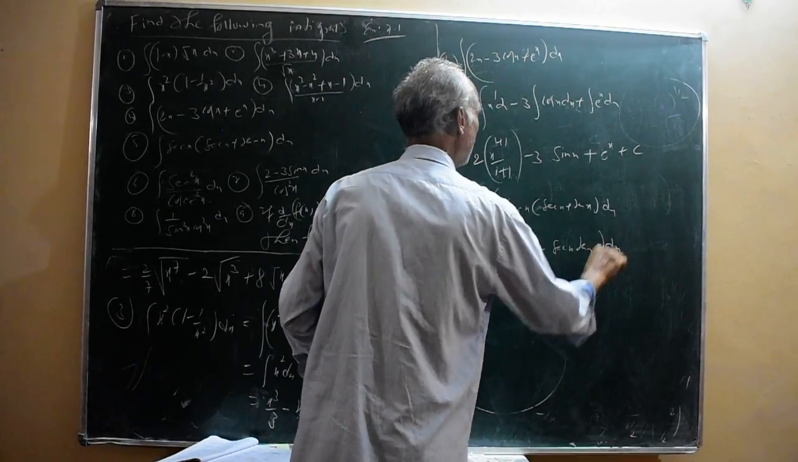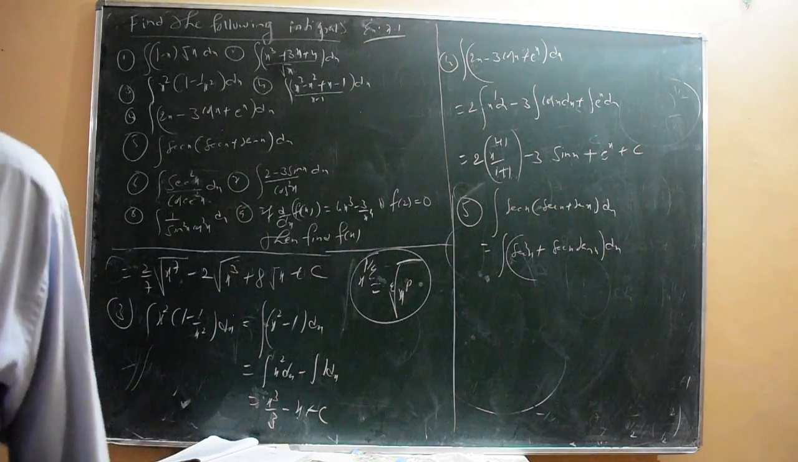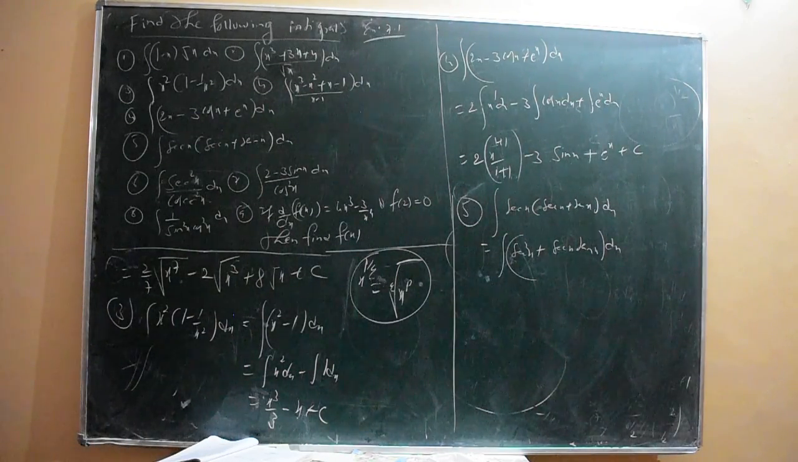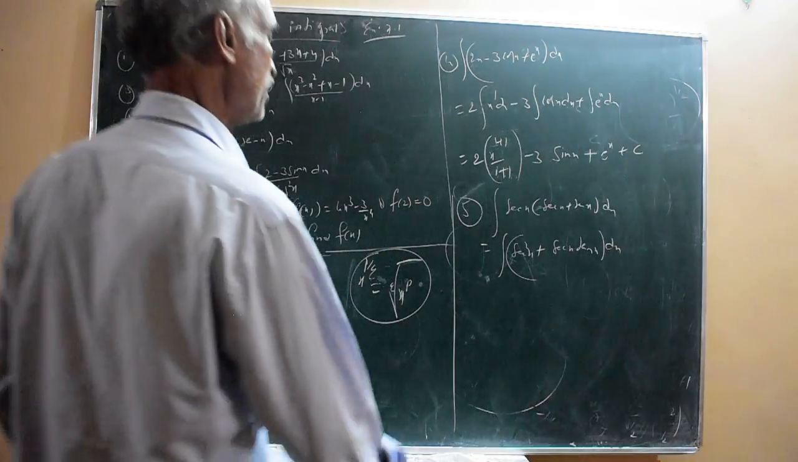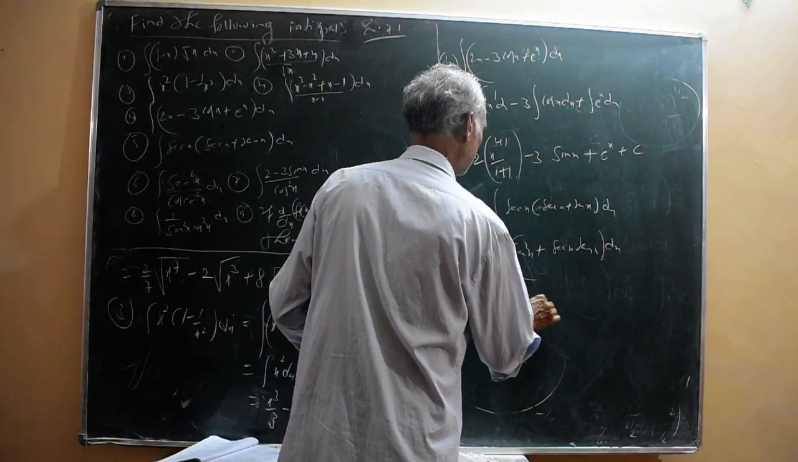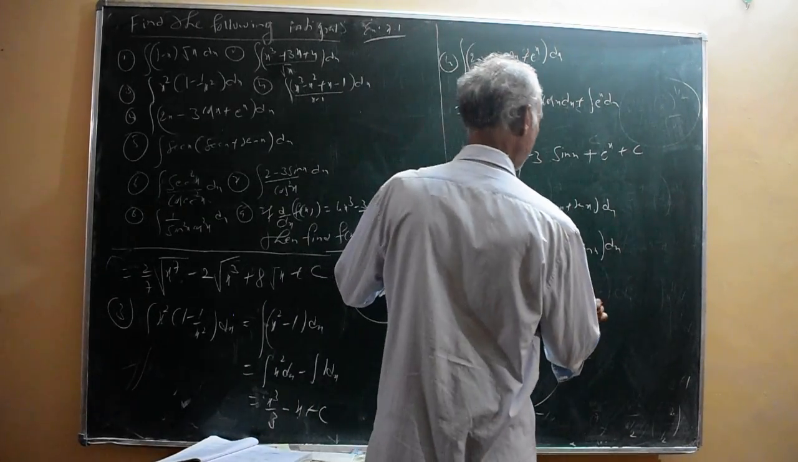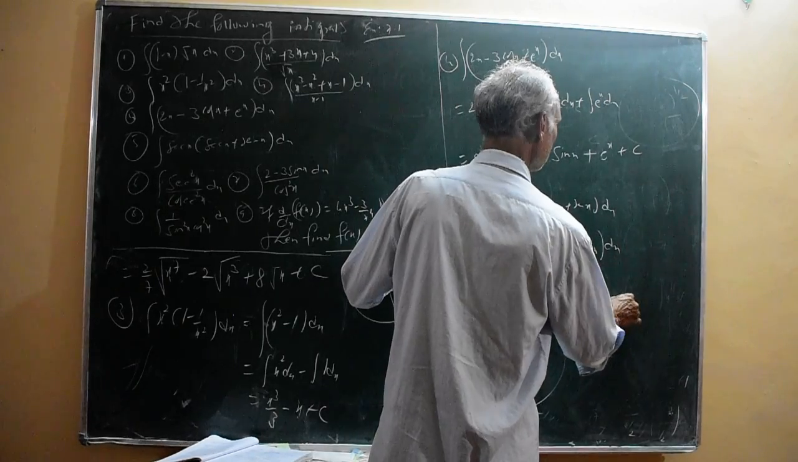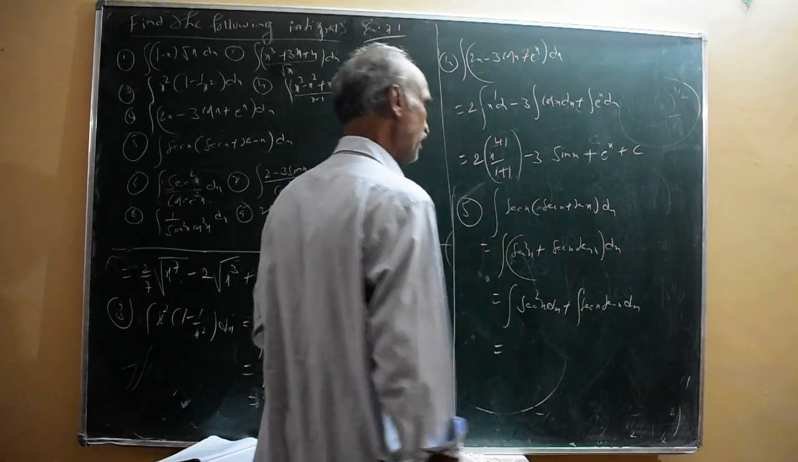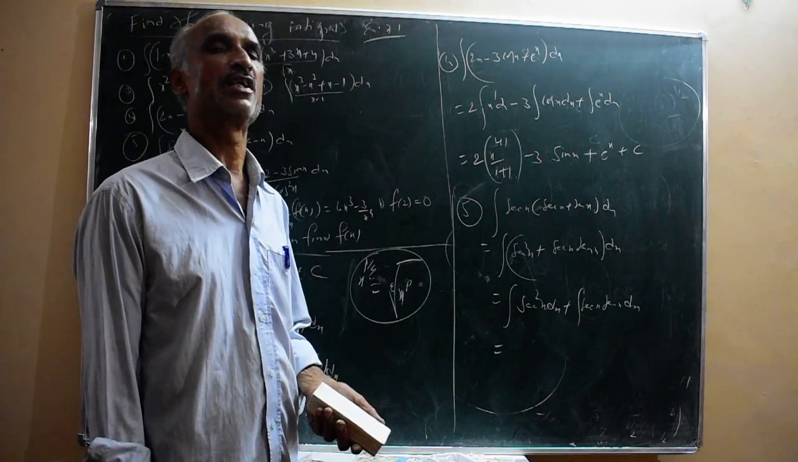Now let us take the integration of each and every term. Integration of sec square x dx plus integration of sec x tan x dx. Integration of sec square x is a straightforward formula. In the formula chart it is given.